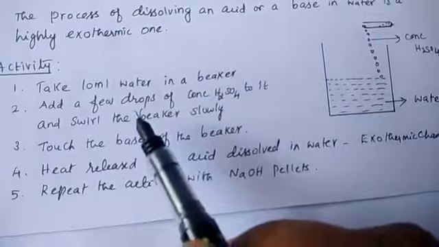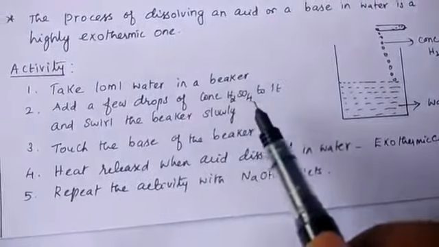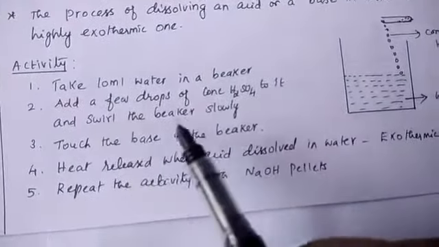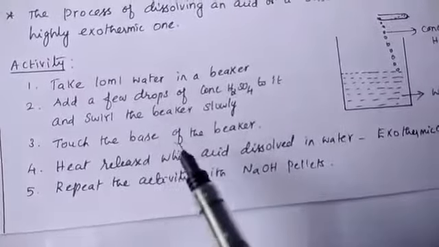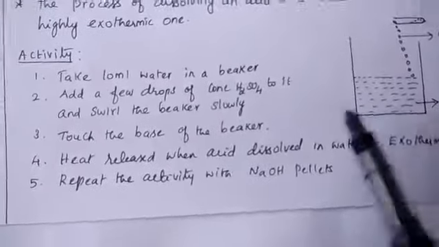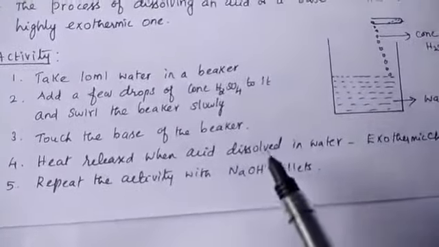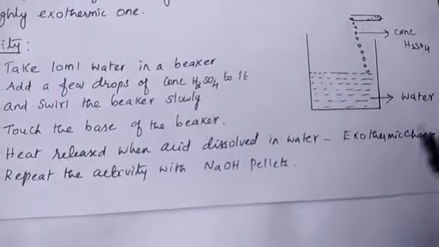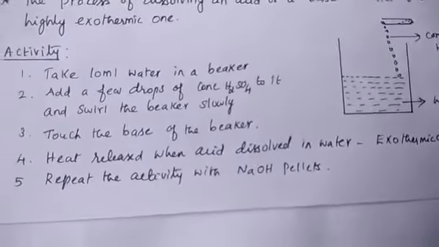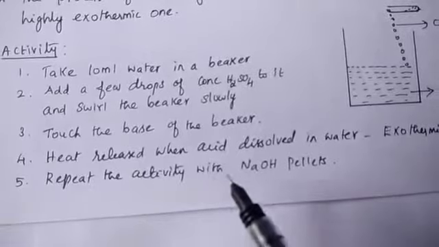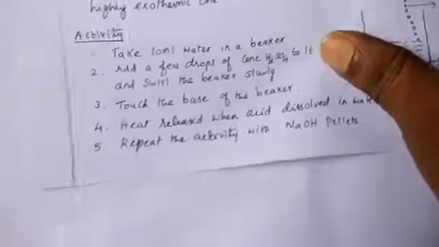Add a few drops of concentrated sulfuric acid to it and swirl the beaker slowly. Touch the base of the beaker. You touch the beaker, heat is released. Heat is released when acid is dissolved in water. So this is an exothermic change. Repeat the activity with sodium hydroxide pellets. That is a sodium hydroxide base.